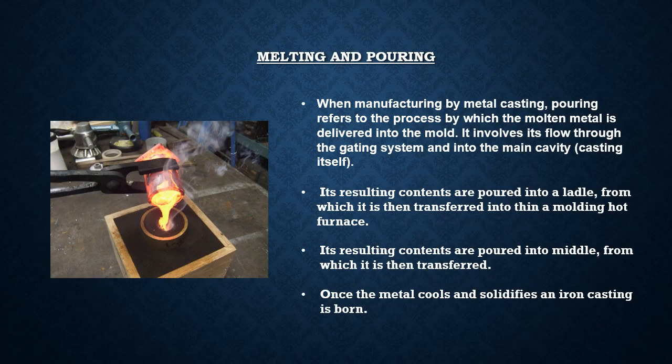Then the next one is melting and pouring. This is the picture of melting and pouring. In metal casting, pouring refers to the process by which molten metal is delivered into the mold. It involves its flow through the gating system and into the main cavity. Its resultant contents are poured into the ladle, from which they are then transferred into the mold. Once the metal cools and solidifies, an iron casting is born.